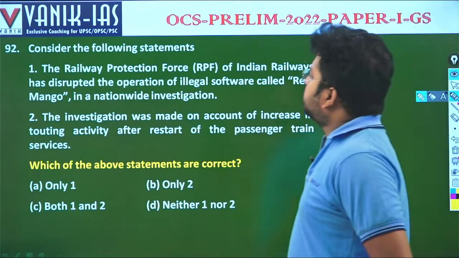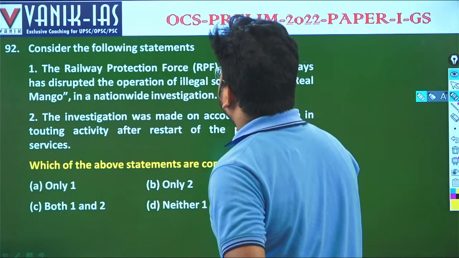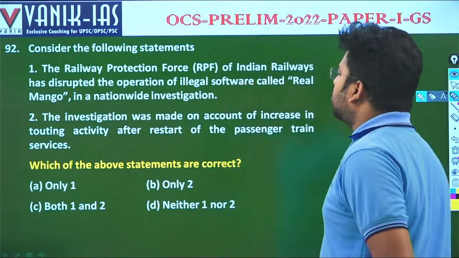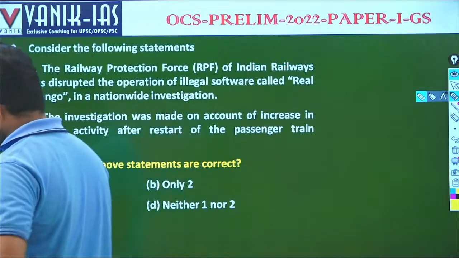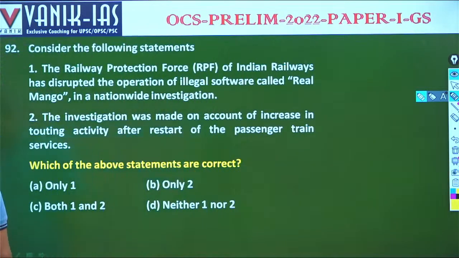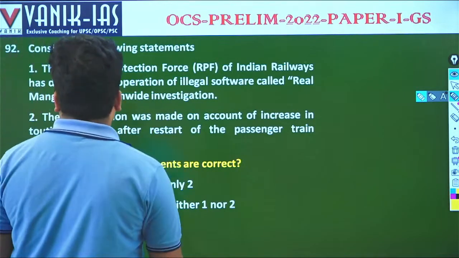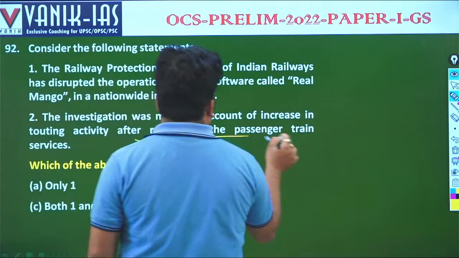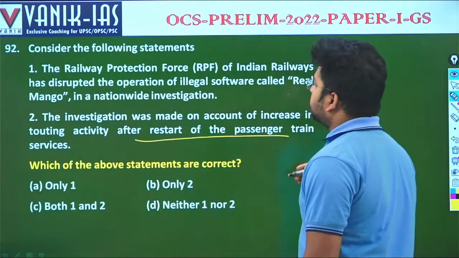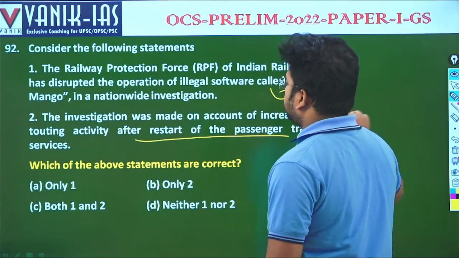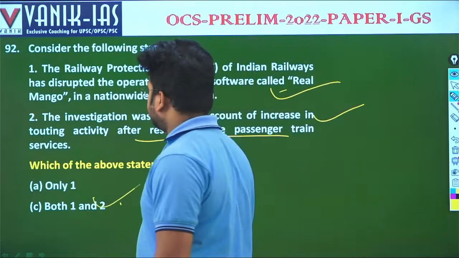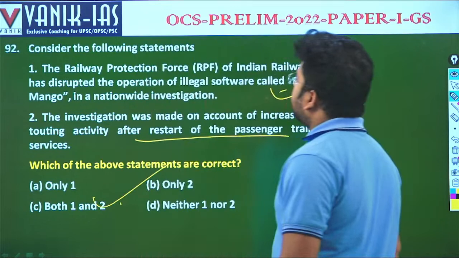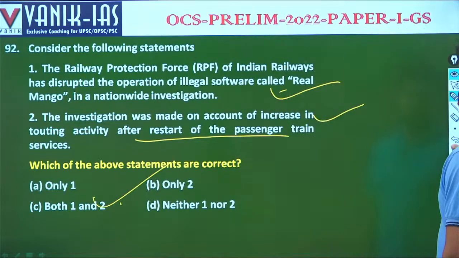Consider the following statements. The Railway Protection Force (RPF) of Indian Railways has disrupted the operation of illegal software called Real Mango in a nationwide investigation. Yes, Real Mango nationwide investigation. Next, the investigation was made on account of an increase in touting activity after the restart of passenger train services. So both the statements are right regarding the Railway Protection Force.